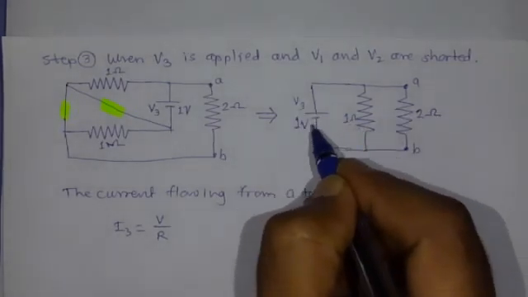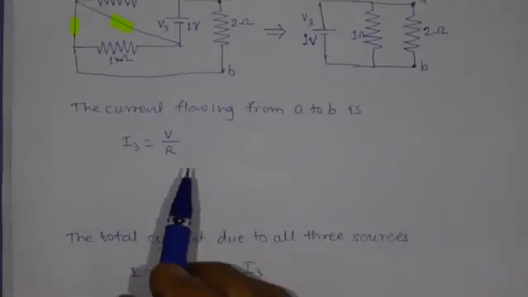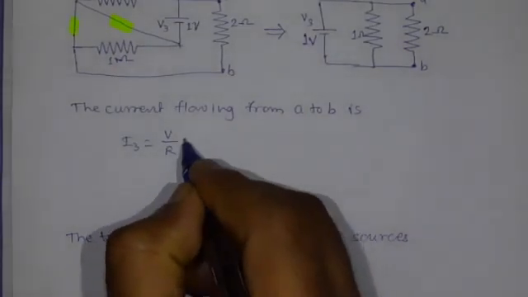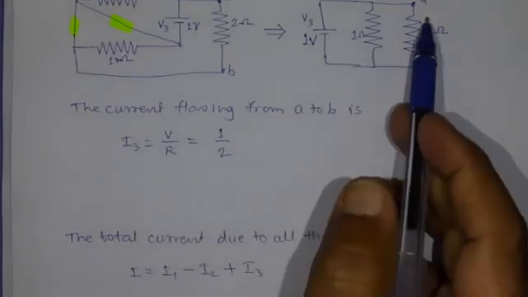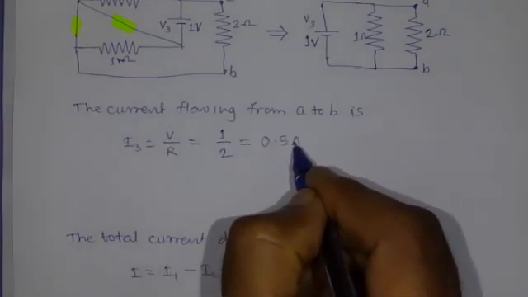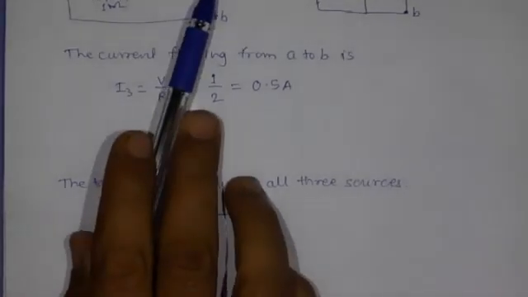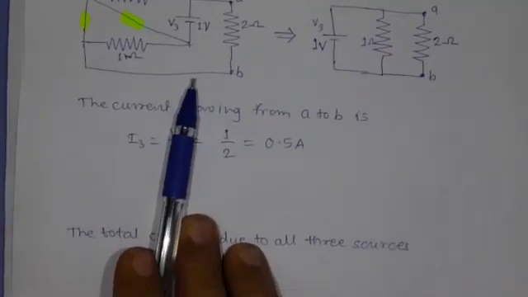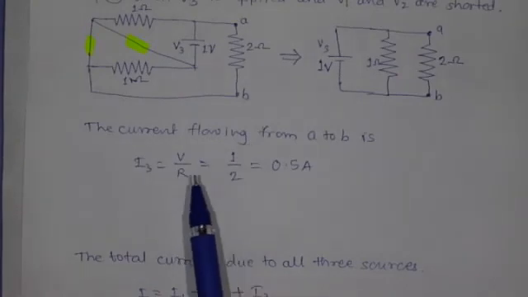Now V3 is 1 volt, with a 1 ohm resistor and a 2 ohm resistor. For this case I3 should be calculated: 1 divided by 2, because here it is 1 volt and the resistance is 2 ohm, it gives the value 0.5 ampere. Now we have to find the total current due to all three sources, because we have to find the current flowing through this 2 ohm resistor, and for that purpose the current must be obtained.